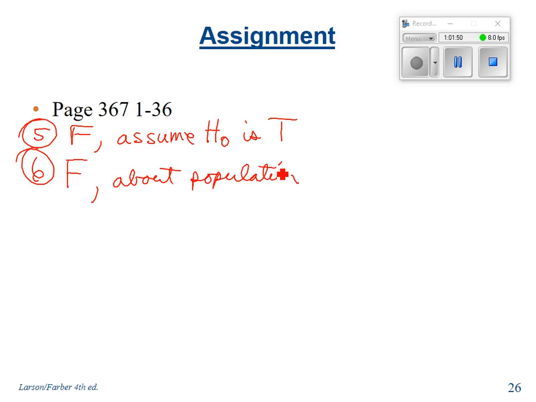Now that one sort of confuses me, because when it says a statistic actually deals with the sample, right? But we're making a statement from the sample about the population. So I don't like that question too much. But number 7, what's it say?